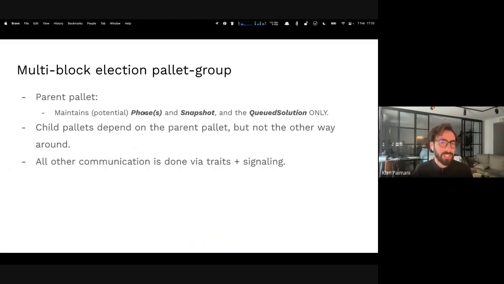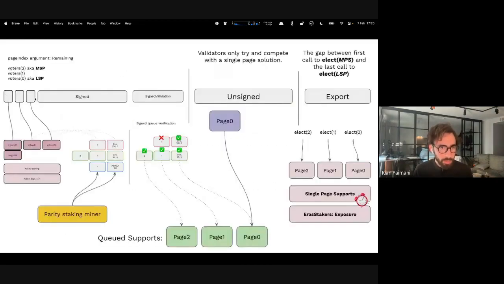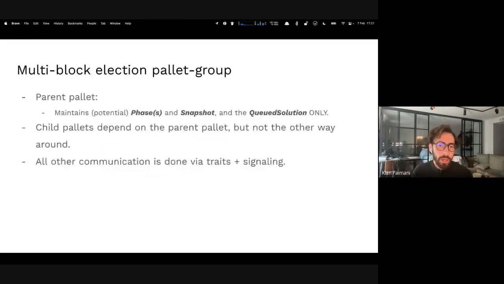Like the only logic that it has is rotating the phase, like just keeping an eye on the current block number and making sure that these phases are enacted and notified, which is just one storage item that's changed, and everyone else just listens to changes to that storage item. And yeah, all other communication is done basically via other traits and signaling.